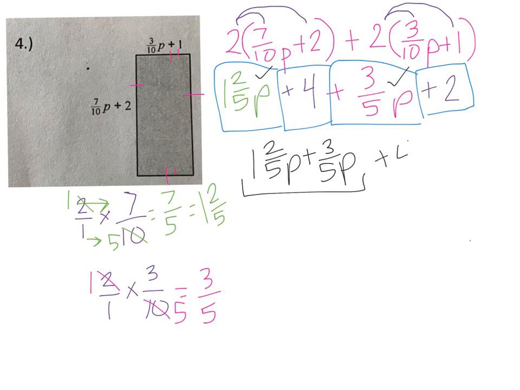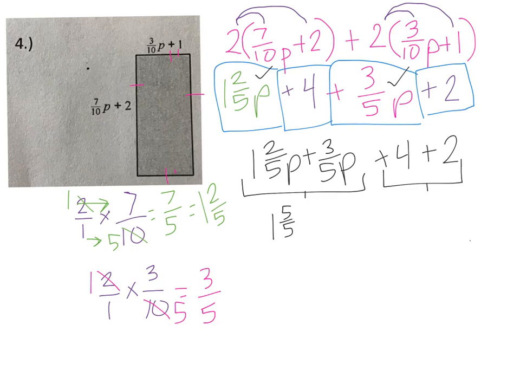And then also my constant family, so 4 and 2. Okay, and then we're just going to simplify those. So 1 and 2/5 plus 3/5. If you need to do it off to the side, that's fine. But our fractions combine. I get 1 whole and 5/5. That's easy. That equals 2.